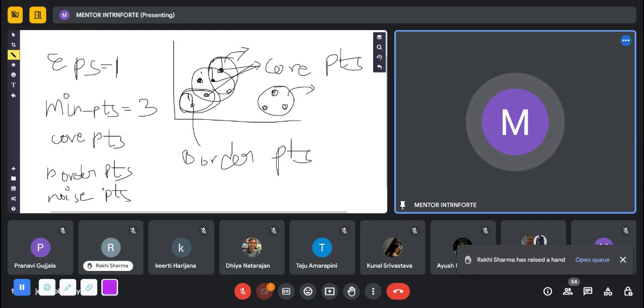Now, what is a noise point? A noise point is a point which is neither a core point nor a border point. Neither core nor border. Let's say a point over here. Within its epsilon radius it doesn't have any points, and it is not close to a core point either. So this is known as noise.